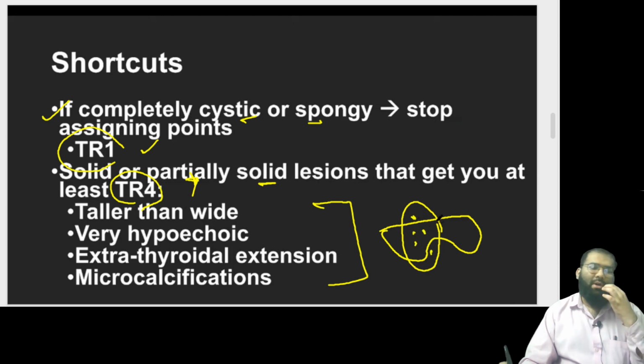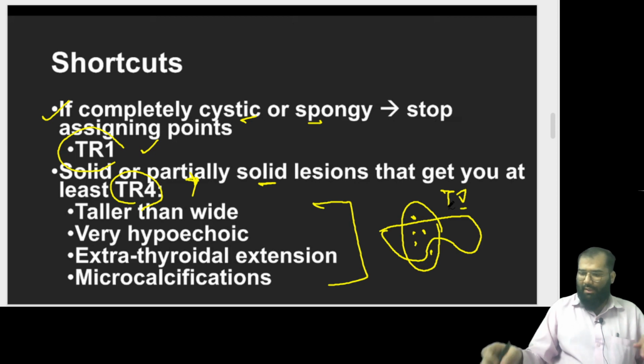So all these are important features for malignancy, and they favor a TI-RADS 5 lesion. Okay, let's stop here.